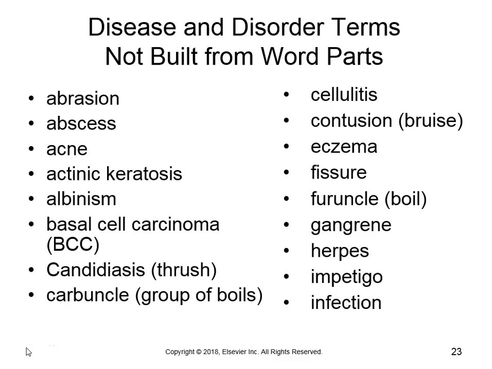Fissure is the next word. It's just a slit or crack-like sore in the skin. A lot of times this happens maybe in a Wisconsin winter. You haven't been moisturizing your hands, you get a little crack in the skin. That would be a fissure. I already covered a furuncle.